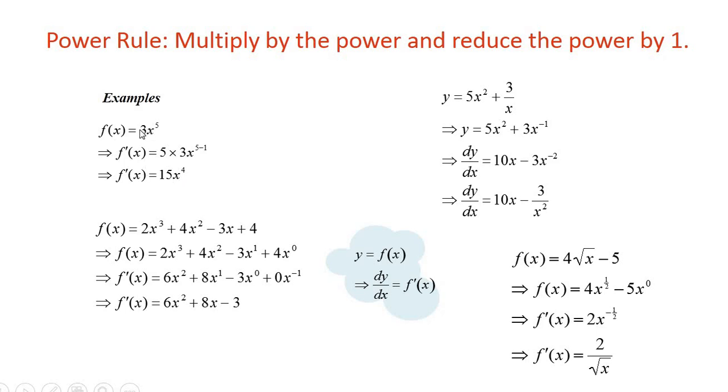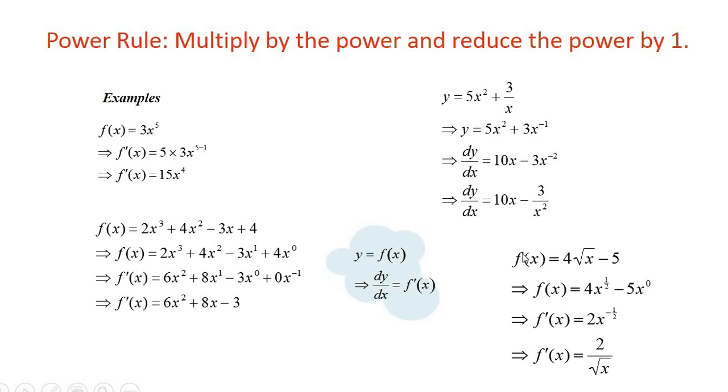If you have f of x given by 3x to the power 5, and you want to differentiate this, the derivative f prime of x will be given by: you drop the power, it multiplies the coefficient, in this case 3, so this will be 5 times 3, which is 15, and then the power will be reduced by 1, which is 4. Maybe let me do this one.